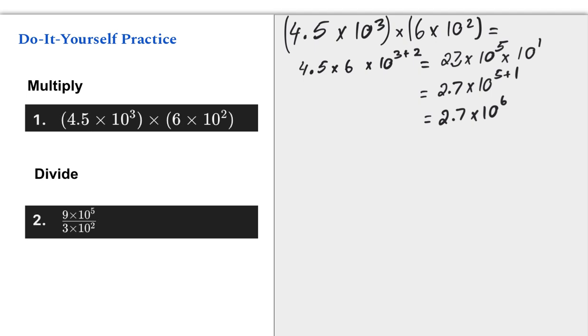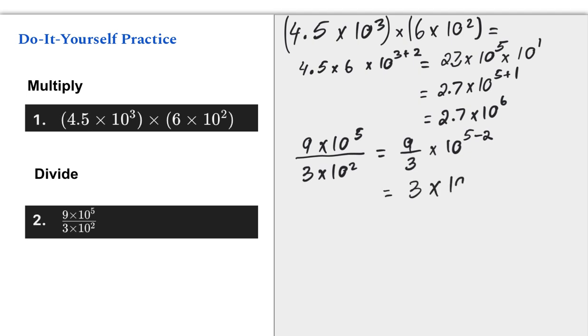Let's go ahead and do the second example, which will be division: 9 times 10 to the 5th power divided by 3 times 10 to the 2nd power. Again, for division rules, we're going to divide our coefficients, 9 divided by 3, and subtract our exponents, 5 minus 2. So 9 divided by 3 equals 3, times 10 to the 5 minus 2, which equals 3.